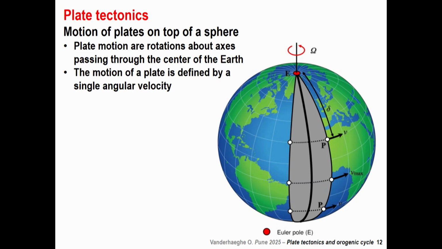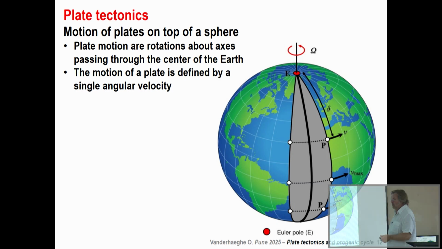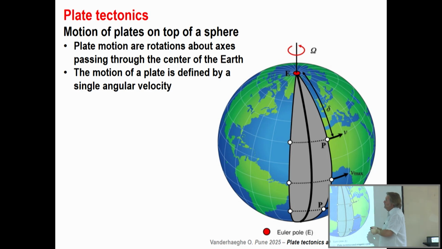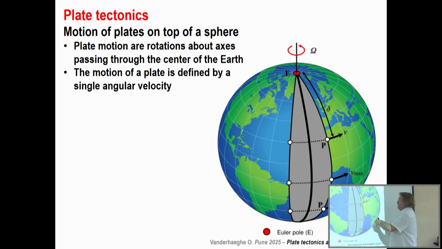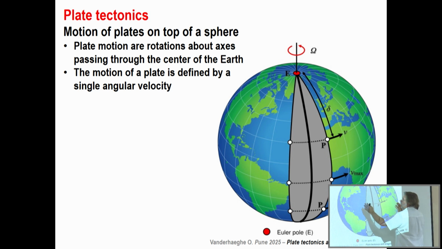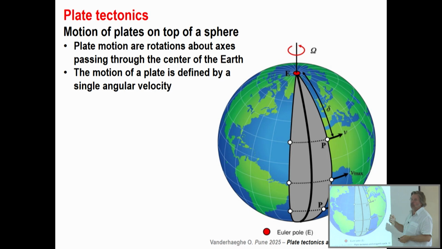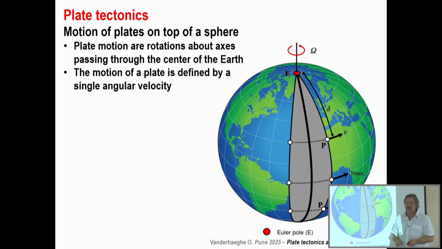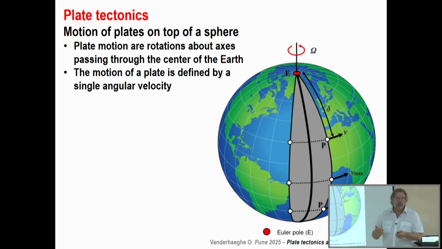So we have seen birth at mid-oceanic ridges of oceanic crust and lithosphere, recycling along subduction zones. Now plate tectonics needed a mathematical model that came from Euler. Euler is a German mathematician who studied all sorts of problems, not particularly geology, but he elaborated that plate motions on top of a sphere are defined as rotations with an axis that goes through the center of the sphere. And this has been applied then to plate tectonics.